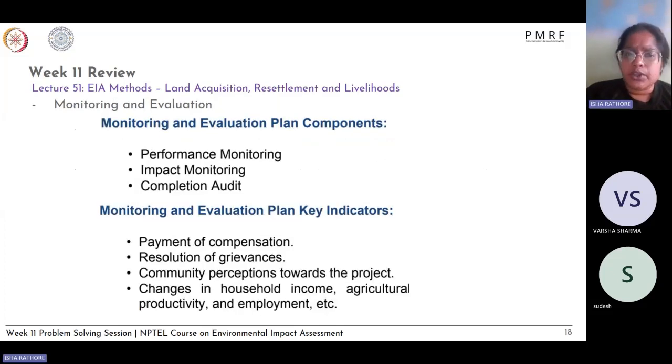So the last step is monitoring and evaluation. The monitoring and evaluation components are performance monitoring, impact monitoring, and completion audit. So the key indicators which are used for monitoring and evaluation in the plan are the payment of compensation.